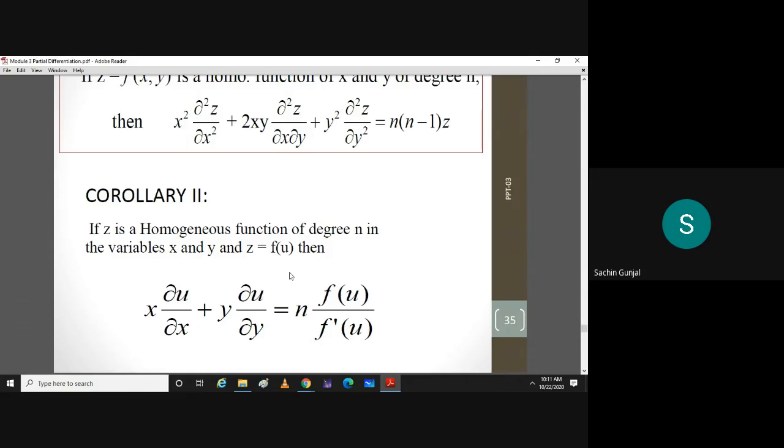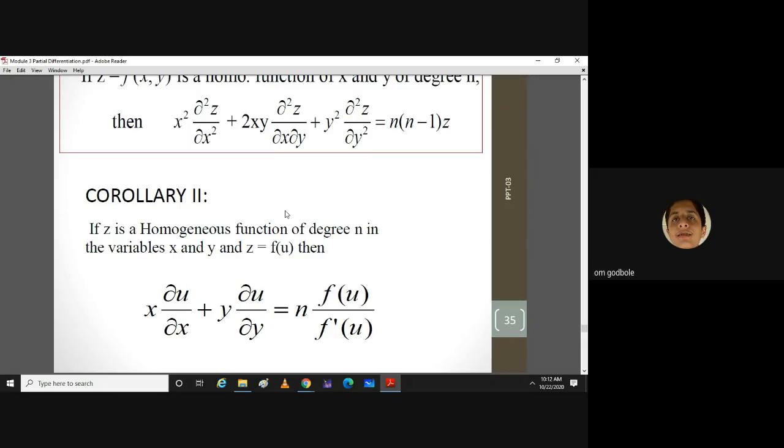Now, obviously, you can't apply Euler's theorem. What is the reason? Because u is not homogeneous. So you need to look at its corollary, or deduction. Now, is there any function f of u which is homogeneous from a given function?